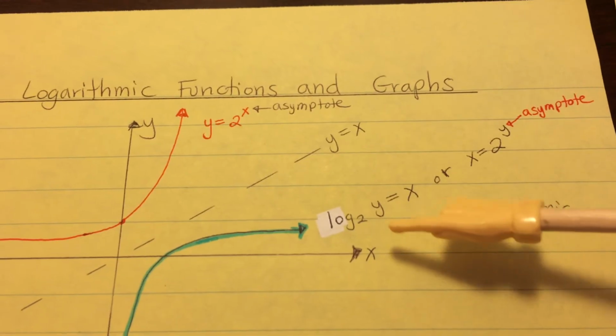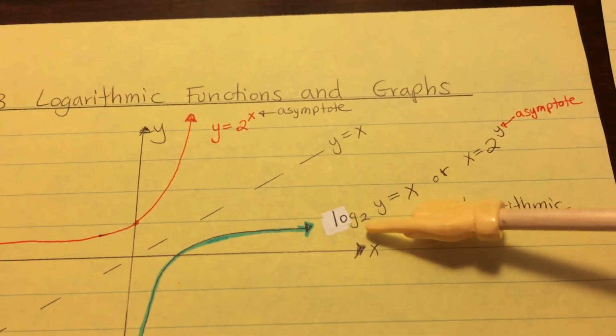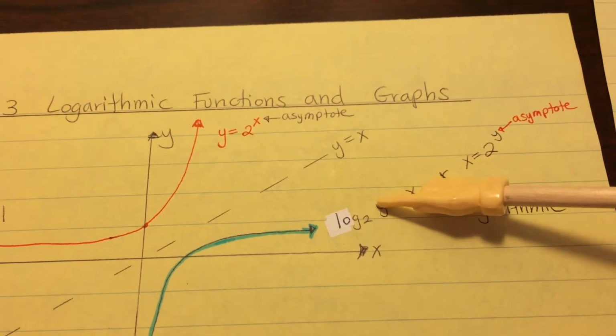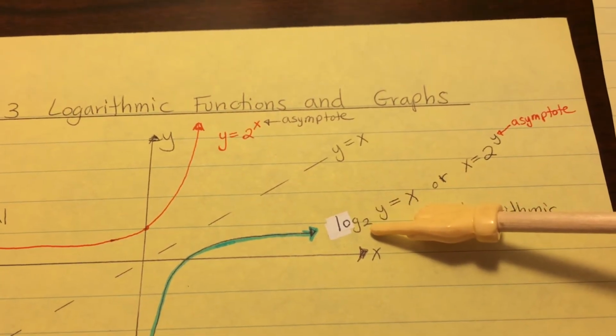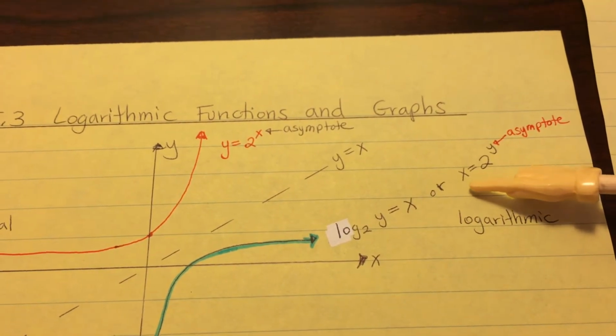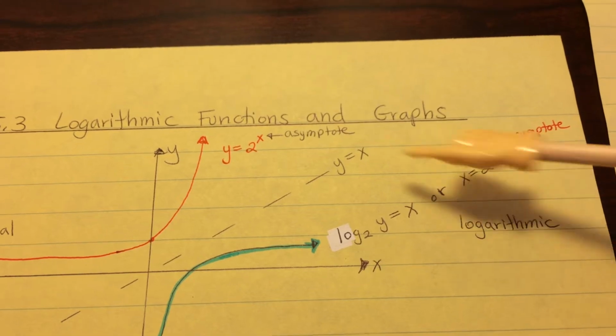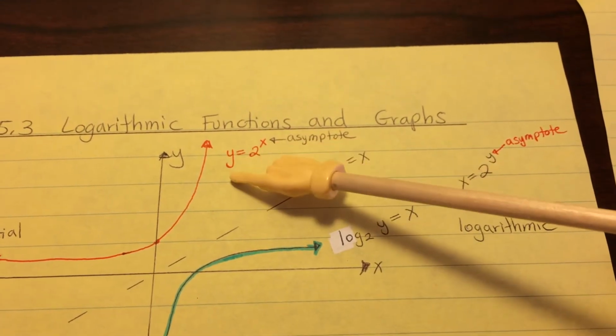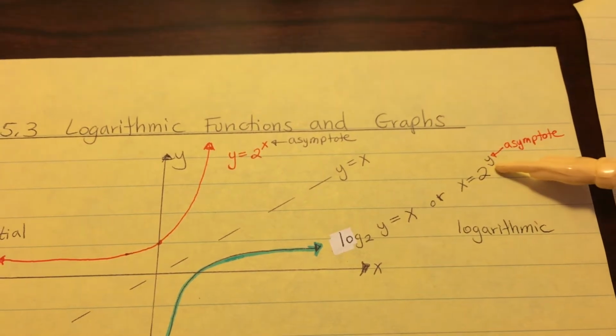Now, most of the time it's going to be written as log, and then there's going to be a base number, a number next to it, which is a little subscript, and then it equals something. But it can also be written as the inverse, basically, of this right here, because remember, inverse is just basically switching the variables. So that's what this is right here.